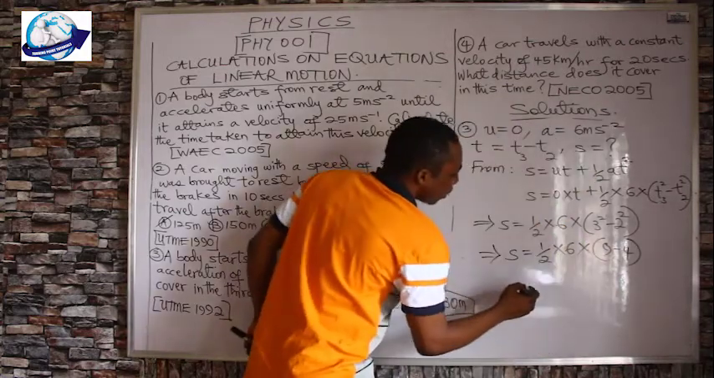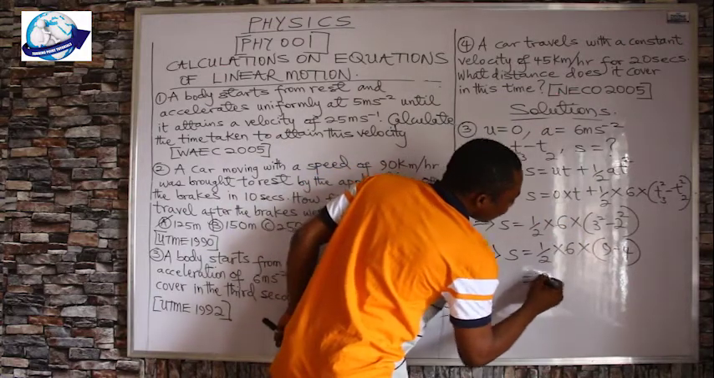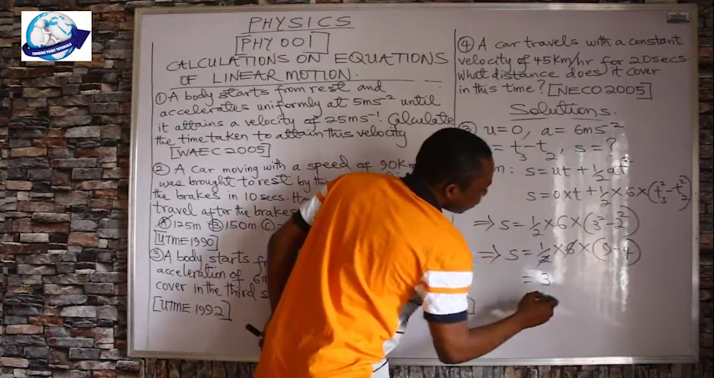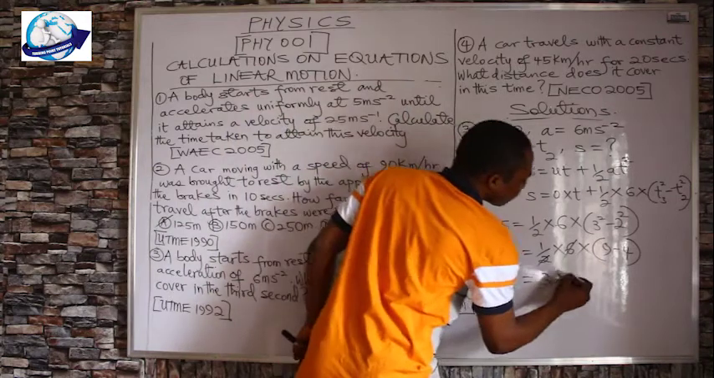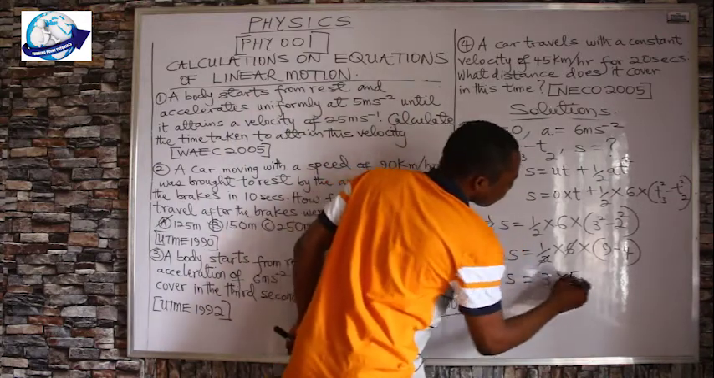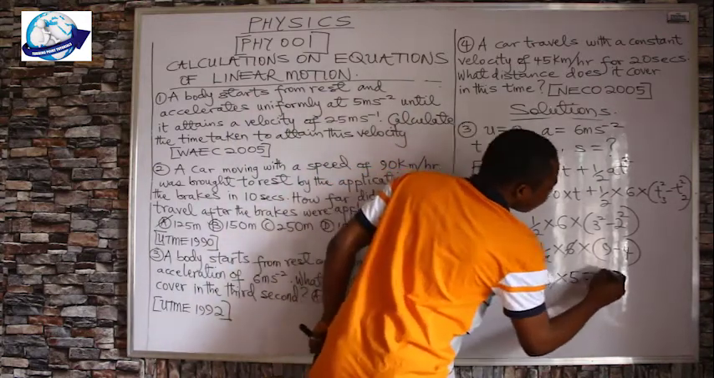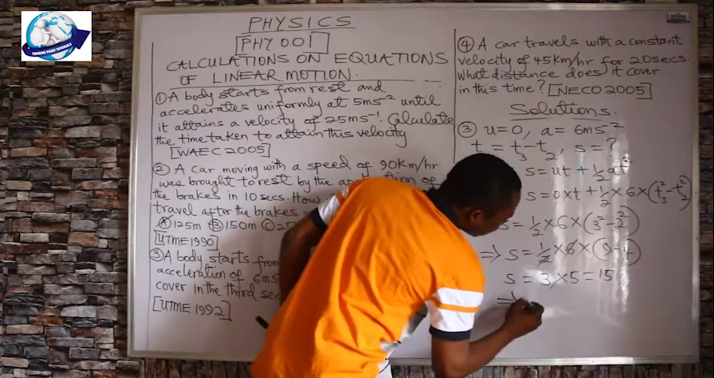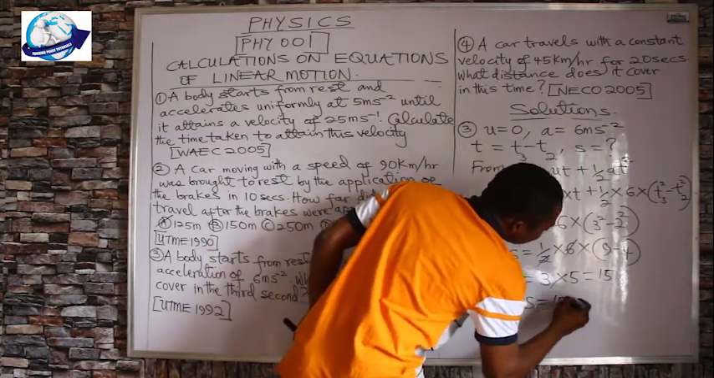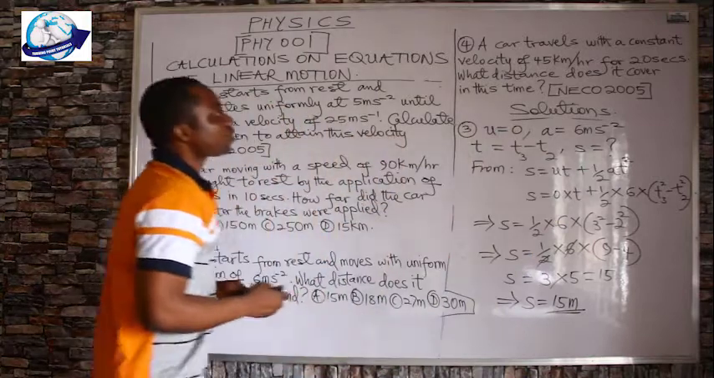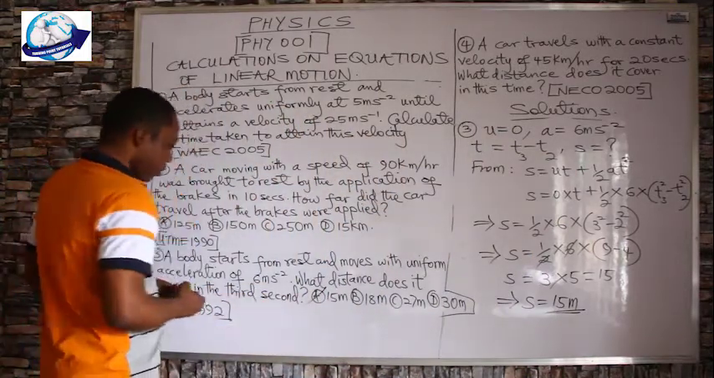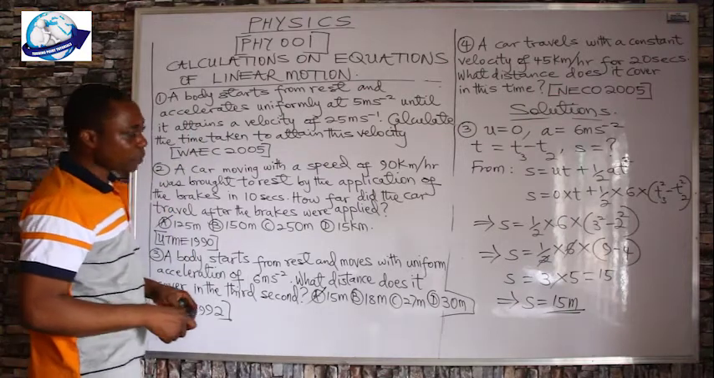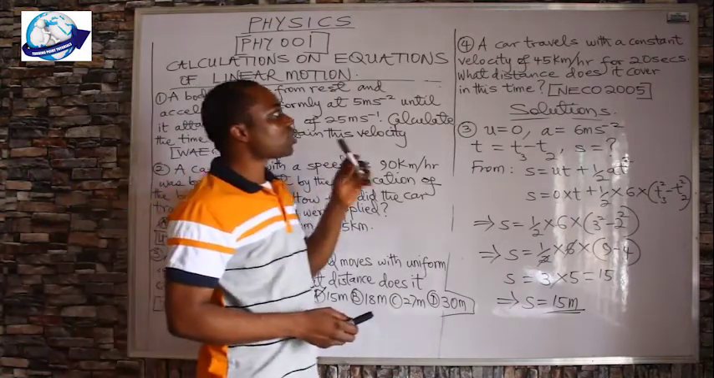At the end of the day, you will have half times 6 is going to be 3. This cancels out. That's 3 times 9 minus 4. That gives me what? 5. So this is going to 3 times 5. That's 15. So it implies that distance is equal to 15 meters. So that means the option here is A. The right answer to the equation is A, 15 meters.